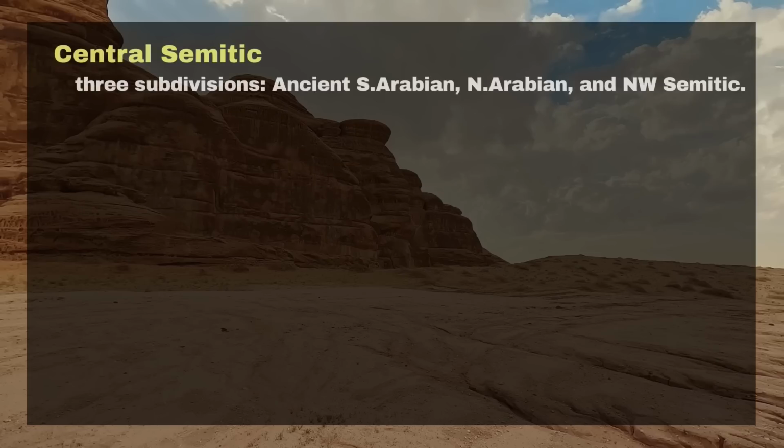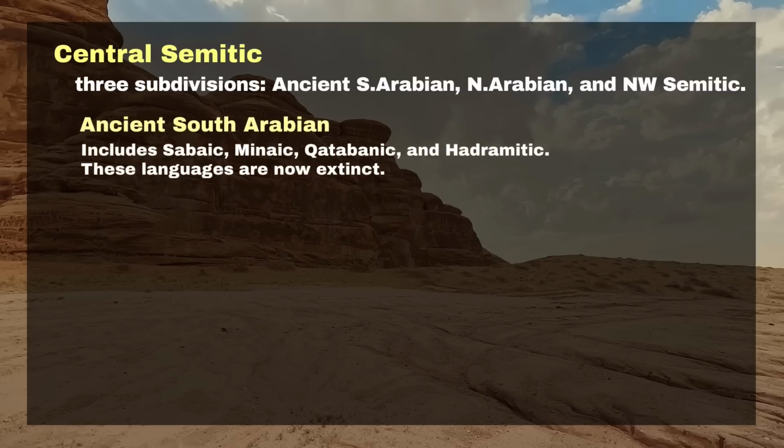And finally, we arrive at Central Semitic. It subdivides into 3 branches, Ancient South Arabian, North Arabian and Northwest Semitic. Let's proceed to these. Beginning with Ancient South Arabian, these languages are attested in several thousand texts from the early 1st millennium BCE through the middle of the 1st millennium CE from southern Arabia. They are all now extinct.